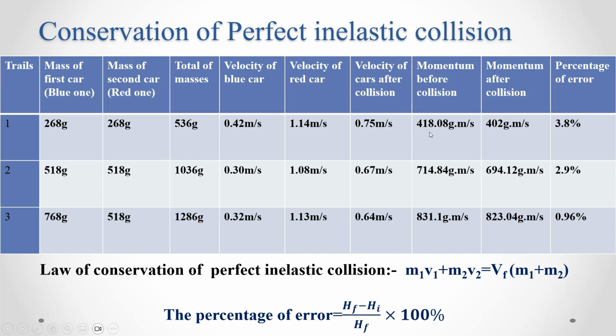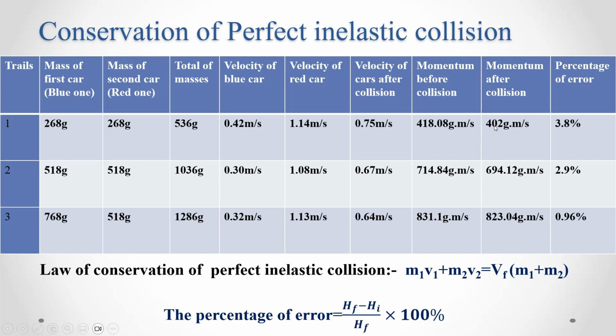To get the momentum before collision, we used the left hand side of the law. We get the momentum before collision, which is 418.08 gram meter per second. Using the right side of the law, we get the momentum after collision, which is equal to 402 gram meter per second. To get percentage of error, using the law of total momentum after collision minus total momentum before collision over total momentum after collision times 100%.